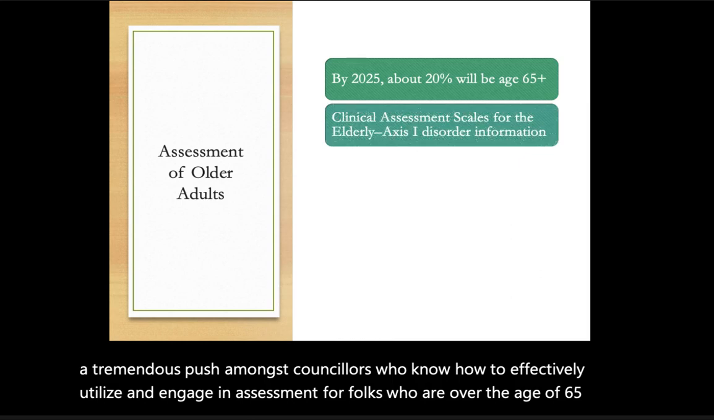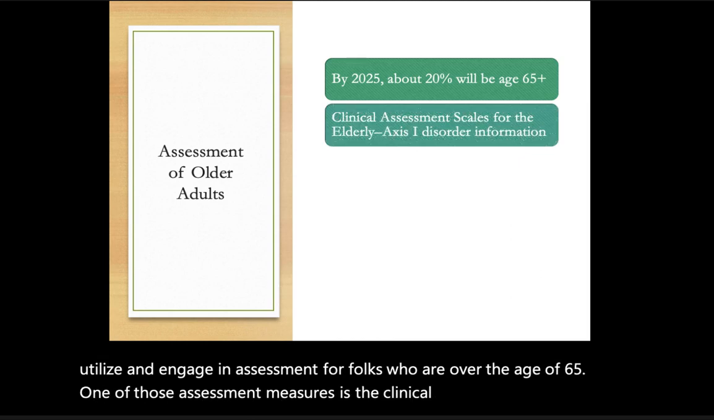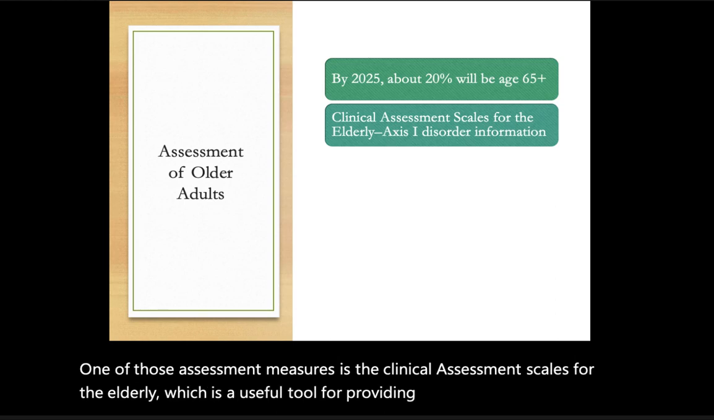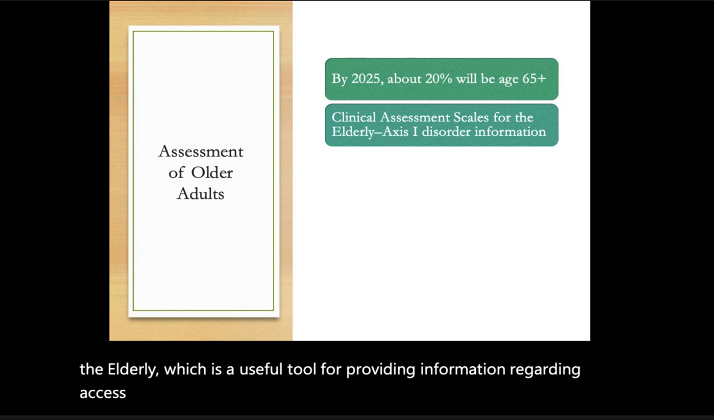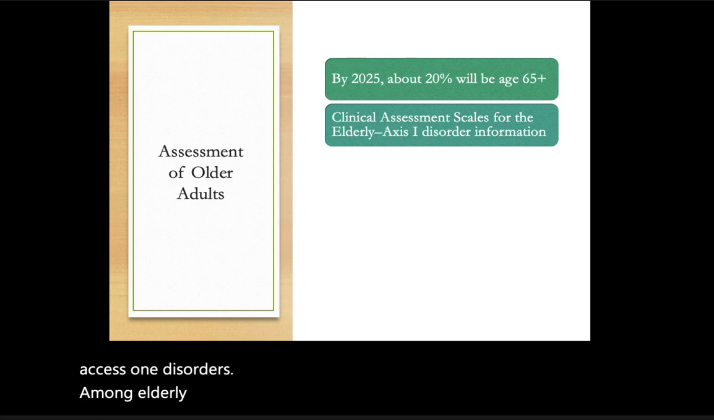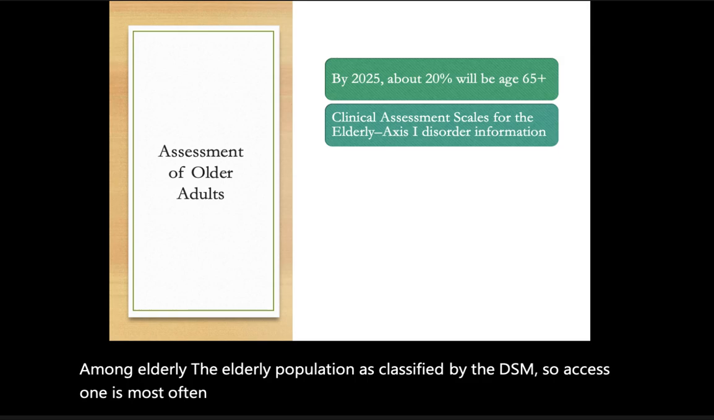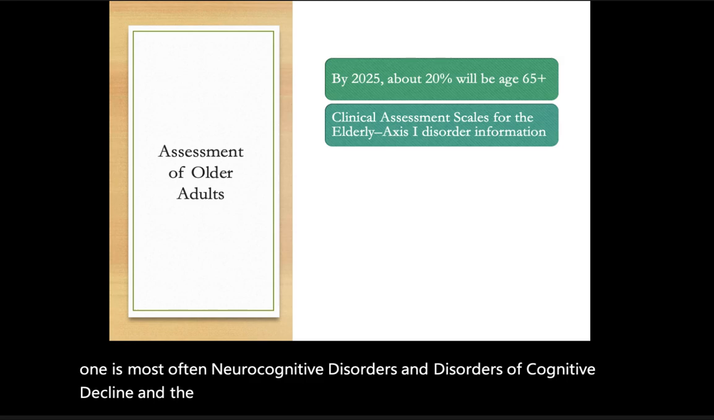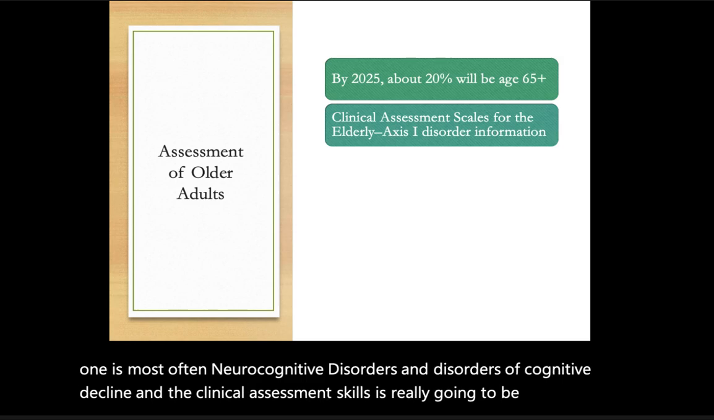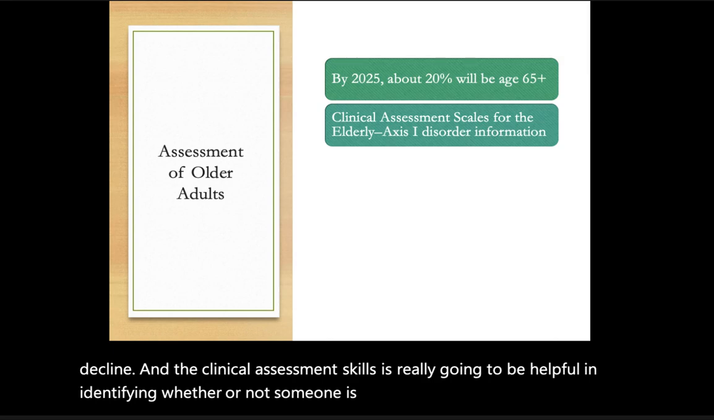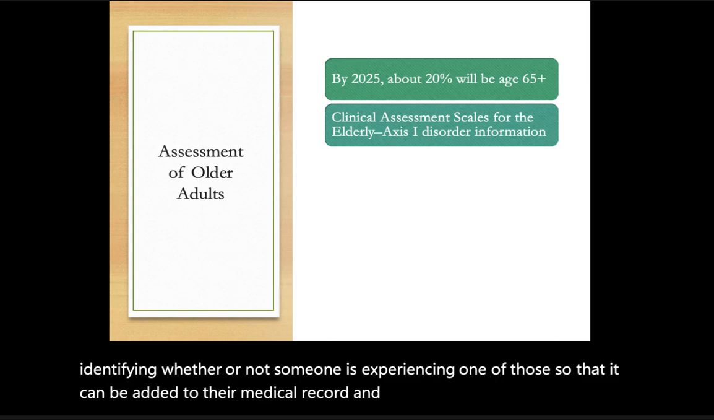One of those assessment measures is the Clinical Assessment Scales for the Elderly, which is a useful tool for providing information regarding Axis I disorders among the elderly population as classified by the DSM. Axis I is most often neurocognitive disorders and disorders of cognitive decline. The Clinical Assessment Scales is really going to be helpful in identifying whether or not someone is experiencing one of those so that it can be added to their medical record and then be treated accordingly.